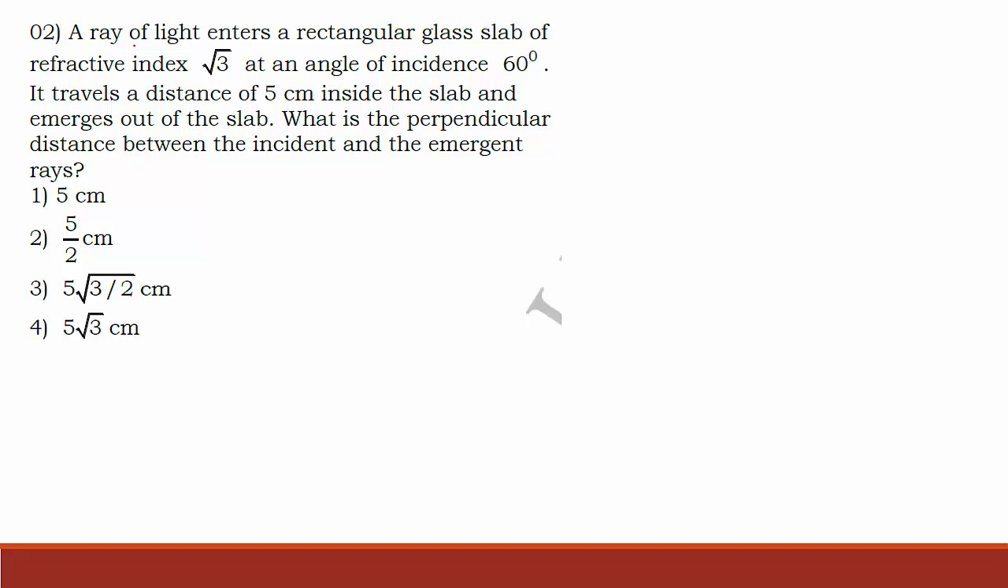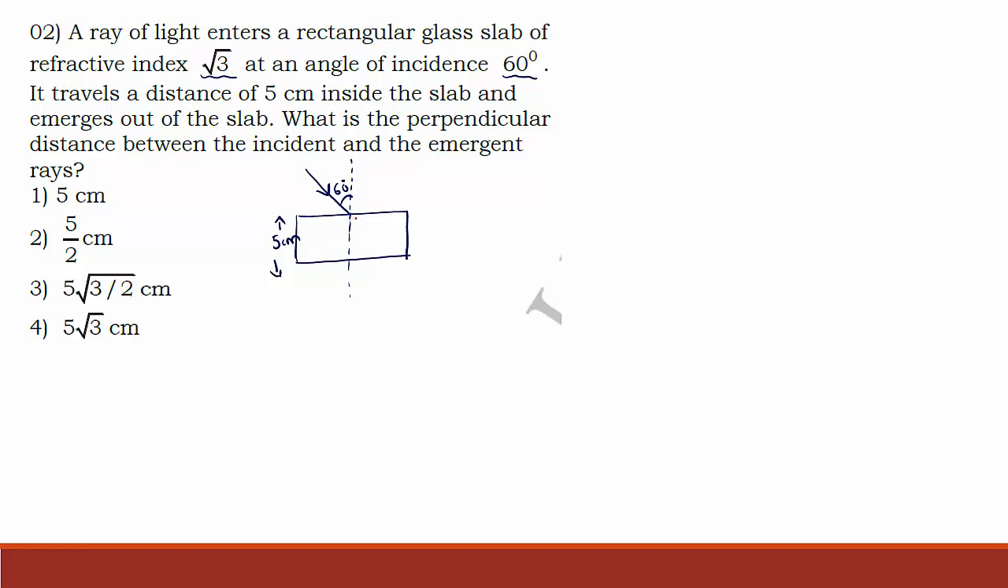The second question is, a ray of light enters a rectangular glass slab. Here I am going to consider this is a rectangular glass slab. Let us take this is the ray of light which is entering a rectangular glass slab of refractive index √3 at an angle of incidence 60 degree. Let us draw this is a normal. Angle of incidence is given 60 degree. It travels a distance of 5 centimeter. Let us take this is the thickness which is equal to 5 centimeter, and emerges out of the slab.